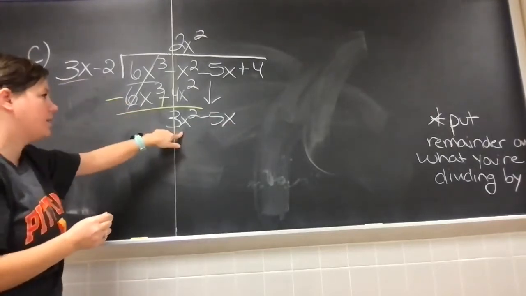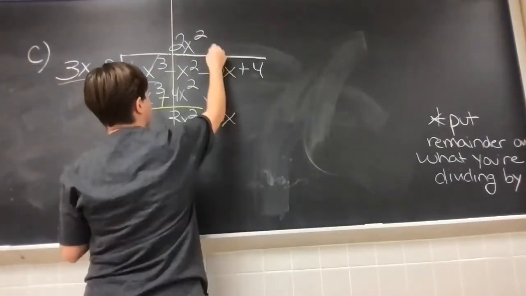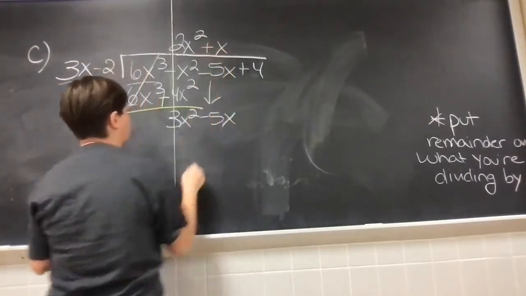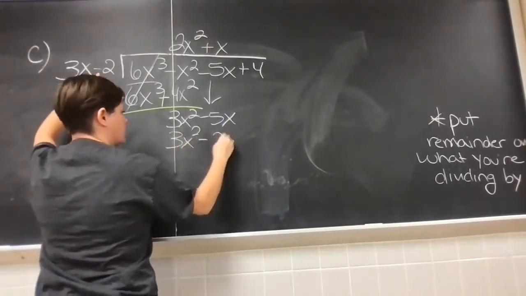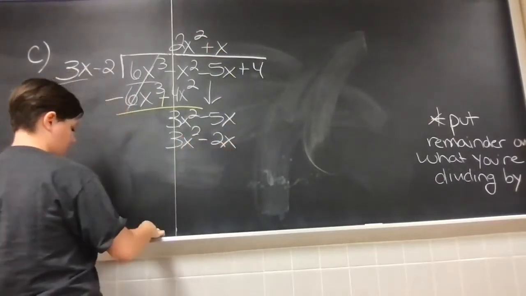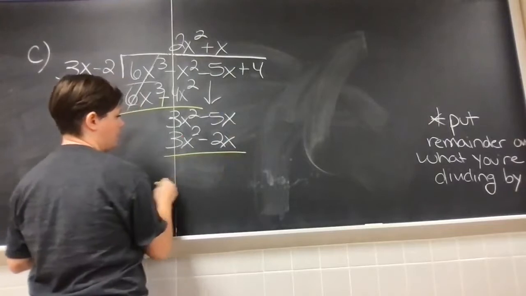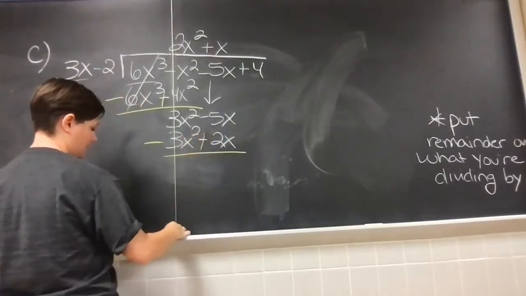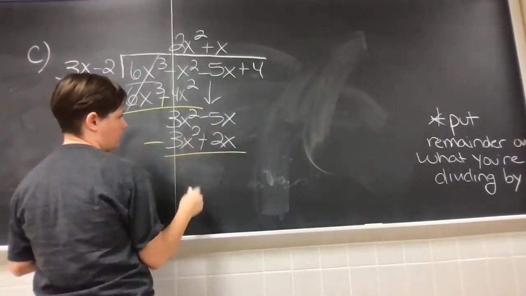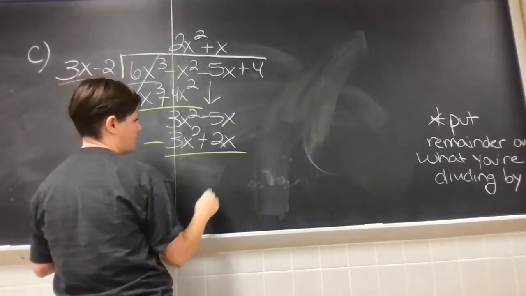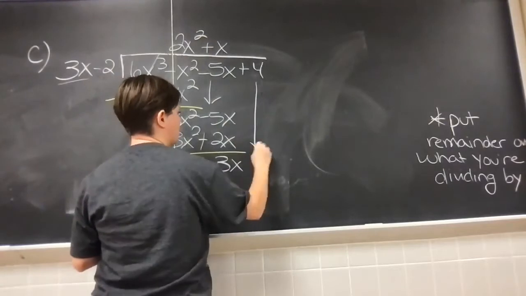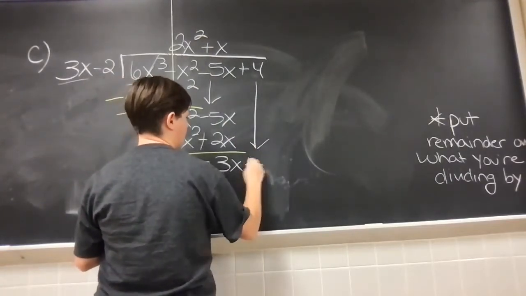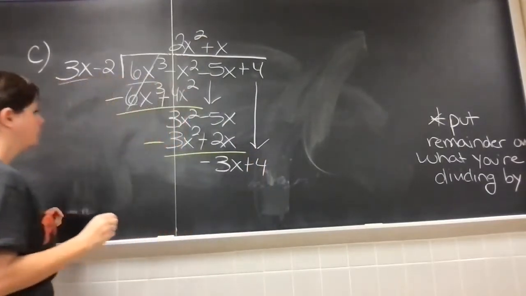3x goes into 3x squared x times. So plus x on top, and I get 3x squared minus 2x. I draw my line, change my signs. Negative 5x plus 2x is a negative 3x. And then I bring down my plus 4.